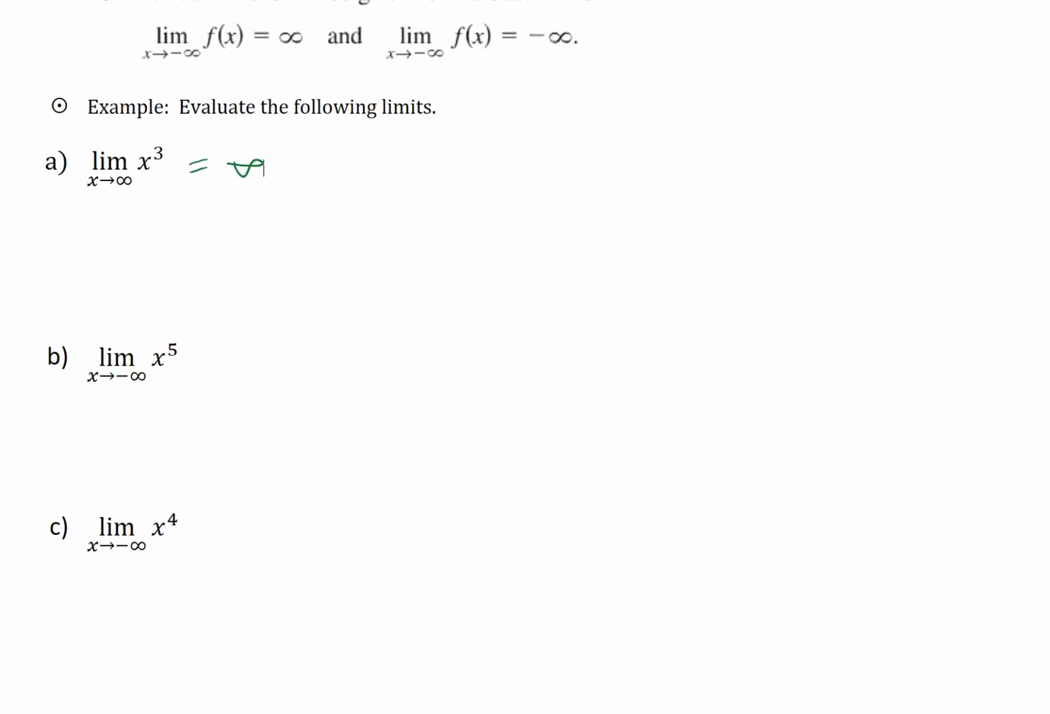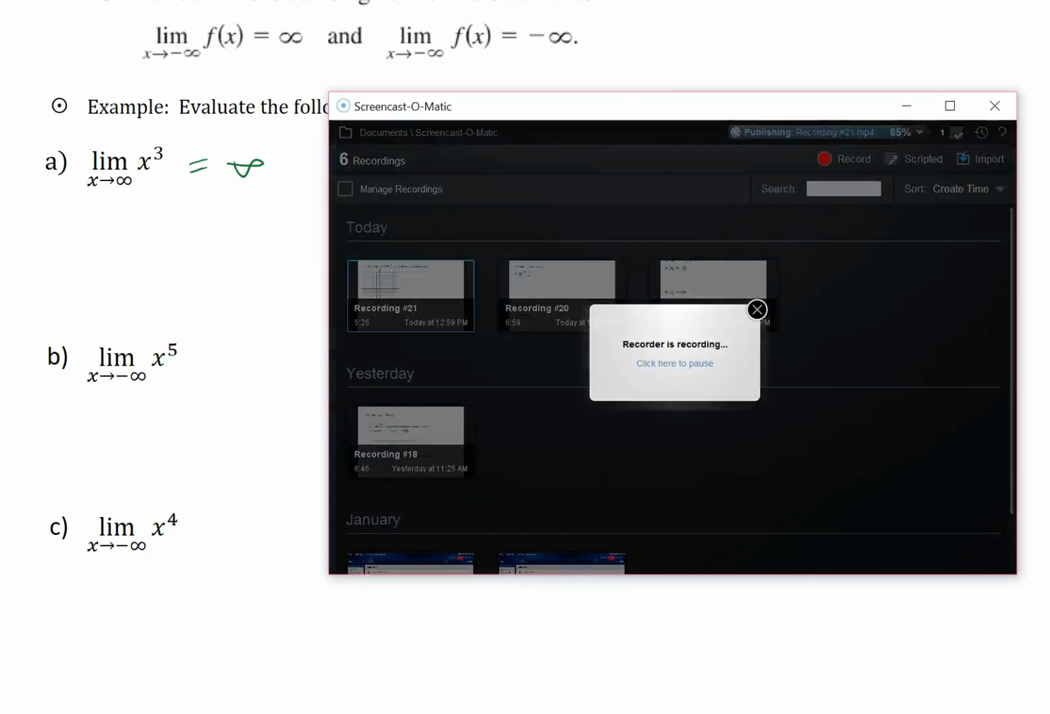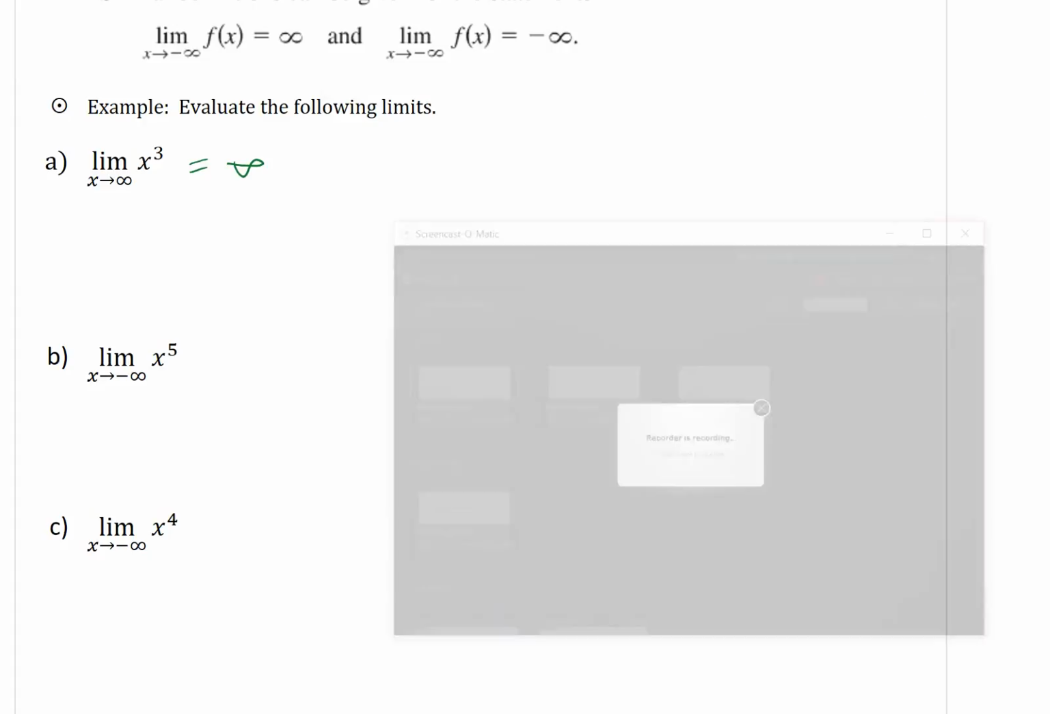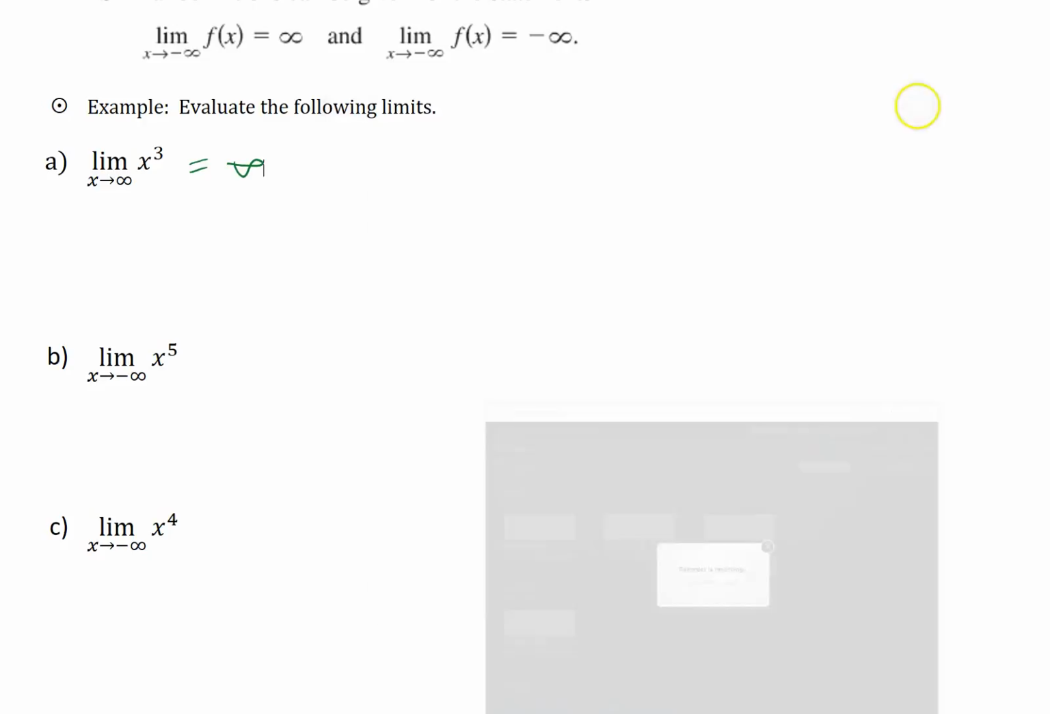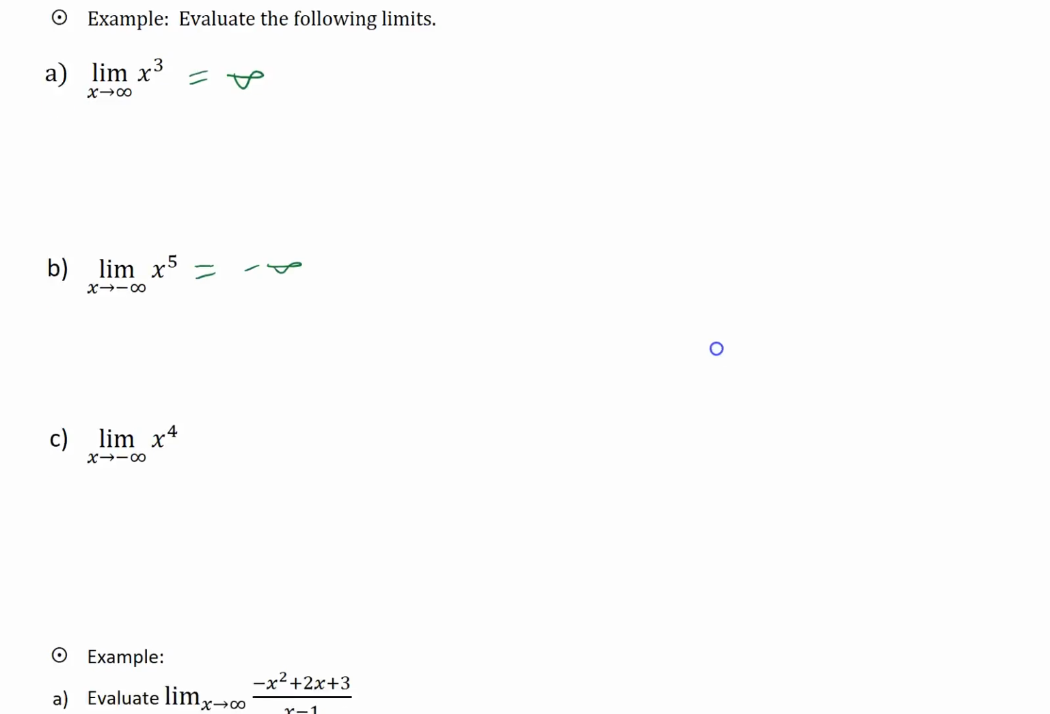In part B, you notice that you have the limit as x approaches negative infinity of x to the fifth. Now if you take a really large negative number and raise it to the fifth, you're still going to get a really large negative number because it's going to preserve the signs. So this one is going to be equal to negative infinity also.